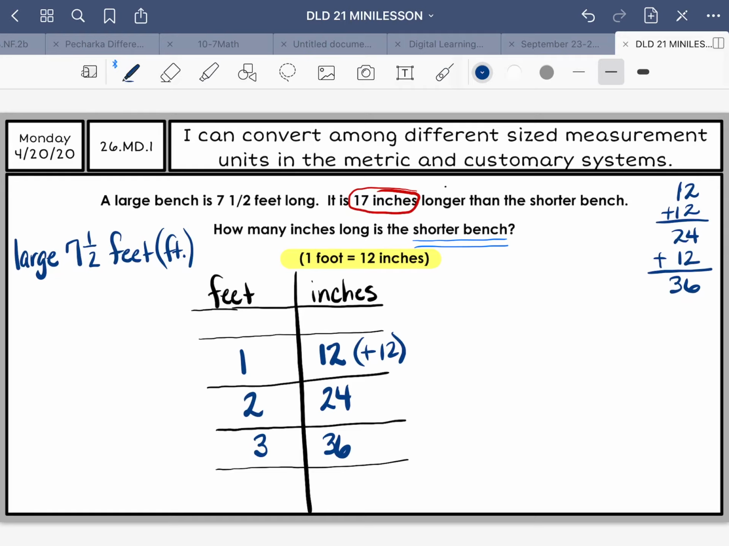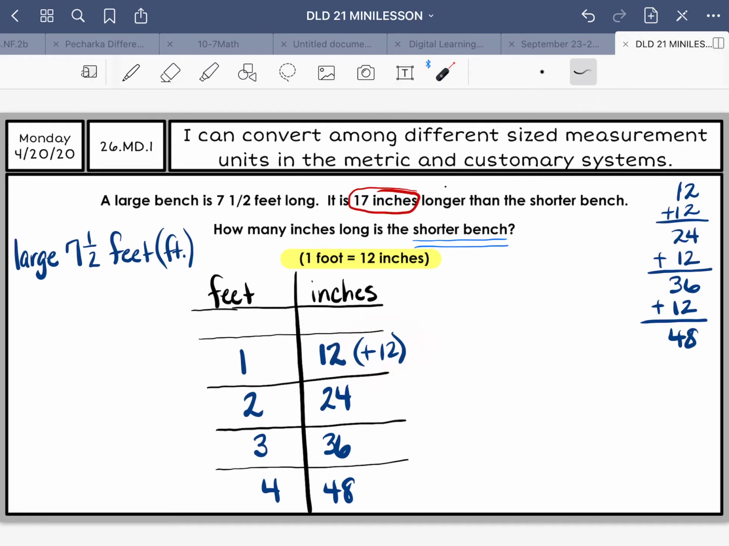What if I had 4 feet? Well, I would just come over here to the side and add another 12. And now I have a sum of 48 inches. I'm noticing a pattern here. Every time I add 1 foot, I'm also adding 12 inches. So every time I add 1 foot, I add 12 inches. So I could write down the formula.